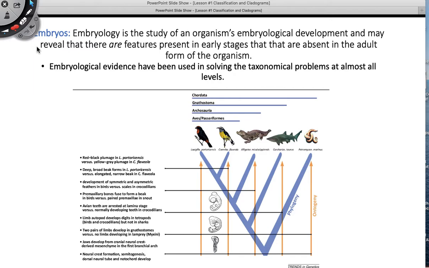Okay, so we can also use embryos to help us determine the phylogeny of an organism. We can tell that there are certain features that are present in certain embryos that are also present in the embryos of other species, and that's also going to help us understand the phylogeny of that organism. So here you see how perhaps a shark is not very closely related to a bird, right? But they do share some characteristics along the way, as you can see here.